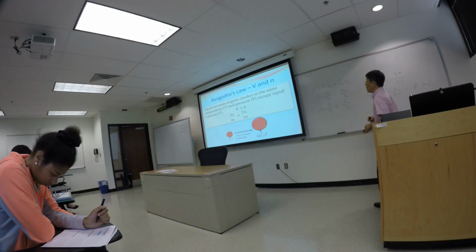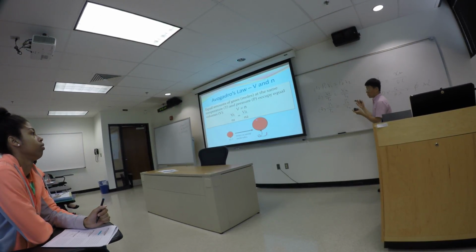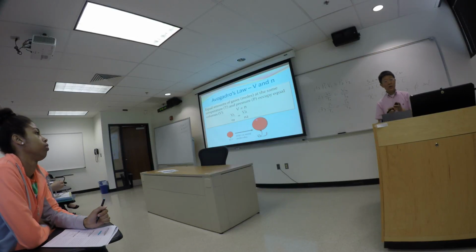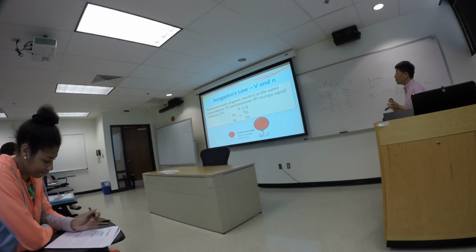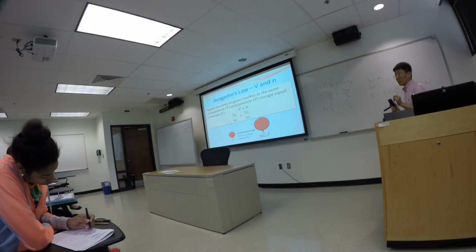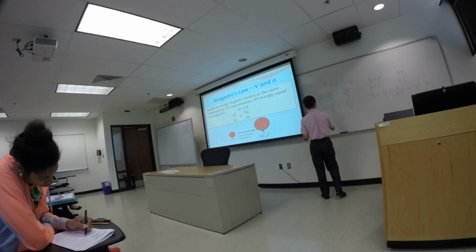Now we have studied the relationships between pressure and volume, volume and temperature, and pressure and temperature, three of the relationships among the four quantities. Now there is a relationship between volume and the number of moles. That's what we call Avogadro's law.